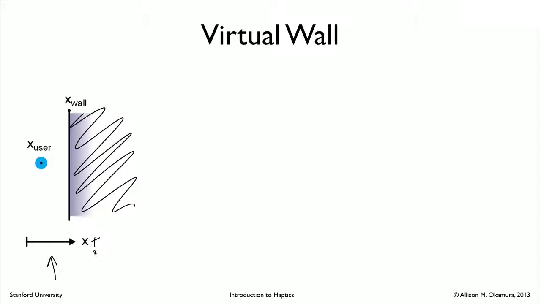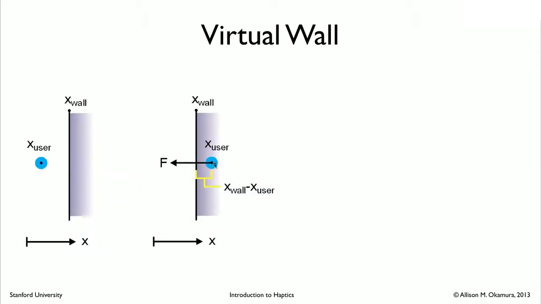So what happens as the user starts moving into this virtual wall is eventually you cross over the barrier, and then you wind up inside the virtual wall. And so you need to compute what is the penetration depth of the user into the virtual wall. And we're going to use a spring to try to push the user back out with a certain force.